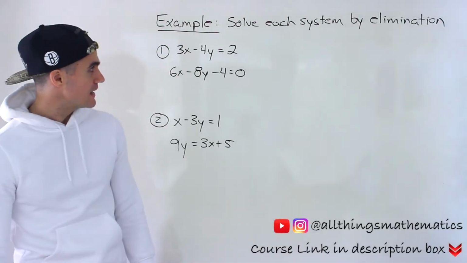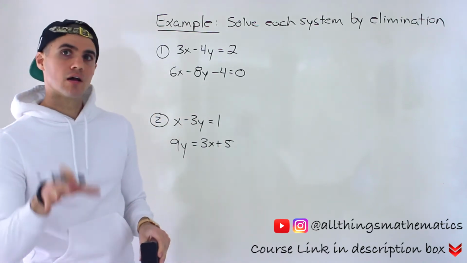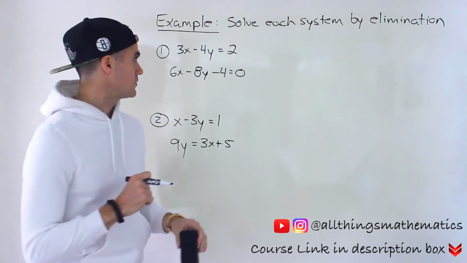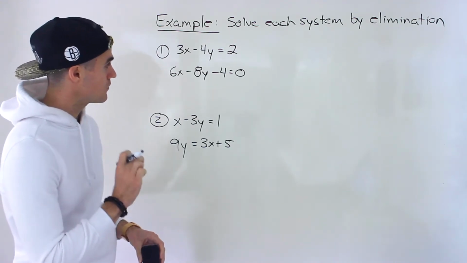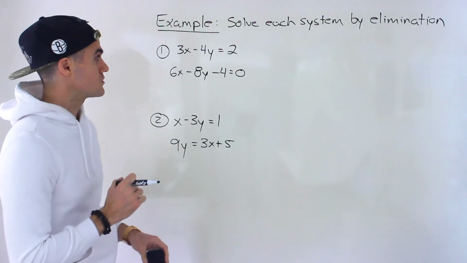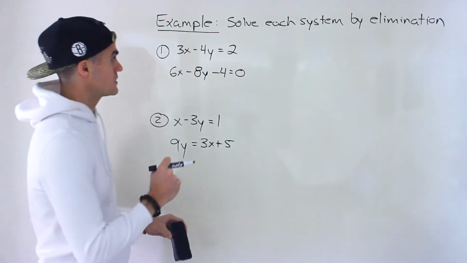Moving on to the next example, we have to solve each of these systems here by elimination. So starting with number one, we got 3x minus 4y is equal to 2, and then 6x minus 8y minus 4 is equal to 0. Okay, so finding the point of intersection between these two lines.